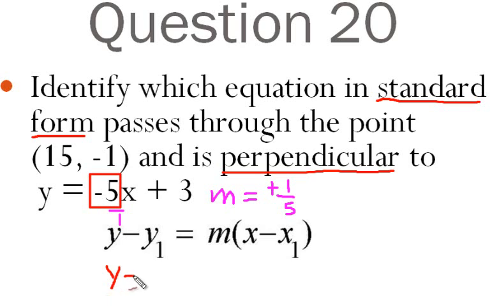I have y minus y1. Since my y1 is negative, when I plug that in, it's going to turn into y plus 1 because of the double negative. My slope is positive 1/5. X minus x1, and my x1 is 15.